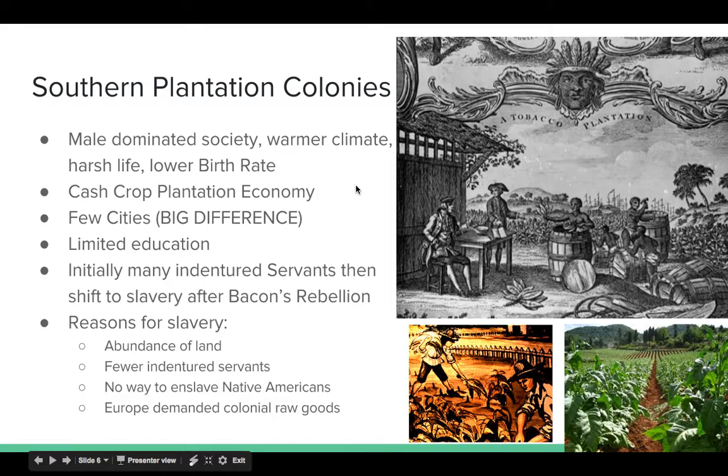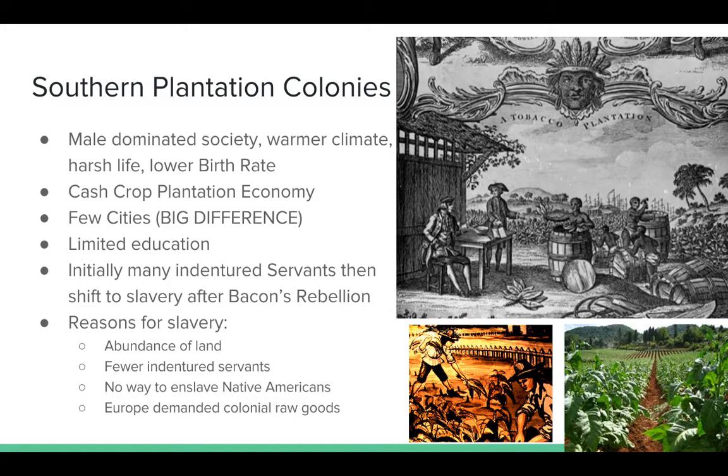Because they lived on plantations, instead of having many tightly packed towns, there was a spread-out feel to the southern colonies, with very few towns and more large farms. To work on these cash crop plantations, labor systems were used. Slavery was practiced throughout all of the colonies, but it was more highly concentrated in the South.